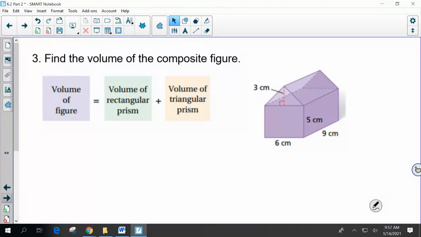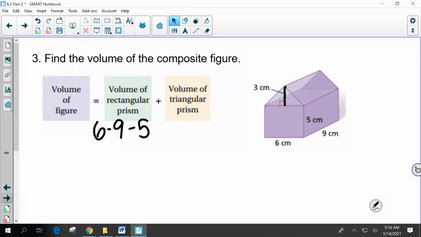So let's look at the rectangular prism first. So if you look at your pictures, what 3 numbers do you think are going to go with the rectangular prism? Yes. 6, 3, and 5. Okay, so 3 is this number right here. Does that have anything to do with the rectangle? No. So 6, 9, and 5. Yes. So these are the numbers we're going to put with the rectangular prism.